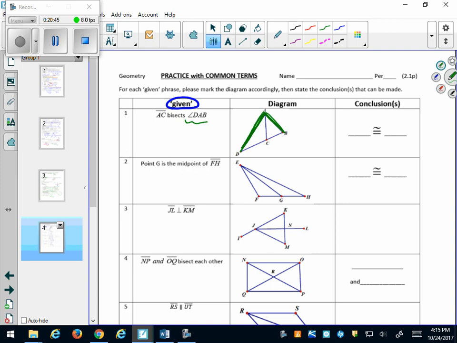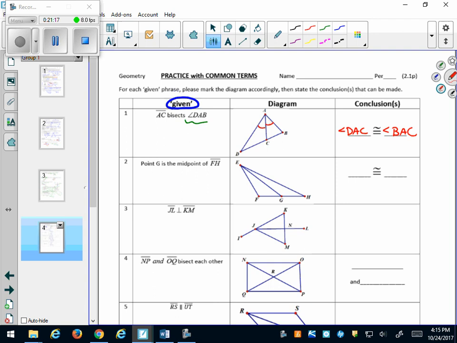So when you mark your diagram, we're not talking about this tracing that I just did. That's actually not part of what you want to do when you're marking your diagram. You want to just mark that AC bisects DAB. I would just mark this angle congruent to that angle. And then my conclusion would be angle DAC is congruent to angle BAC. That would be my conclusion from the markings in my diagram.